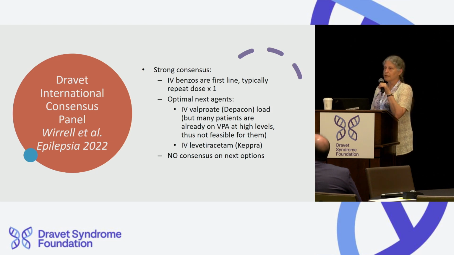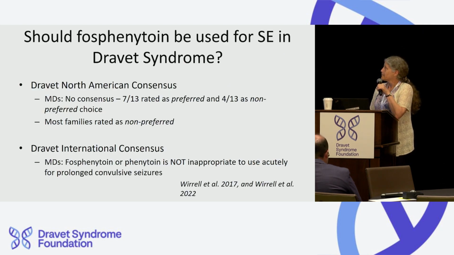But there's really no consensus on what is the next best option. And I think this is an area where we really are not yet as smart as we need to be. One of the questions that often comes up is, should fosphenytoin or phenytoin, which is another name for Dilantin, ever be used for status epilepticus in children with Dravet syndrome?